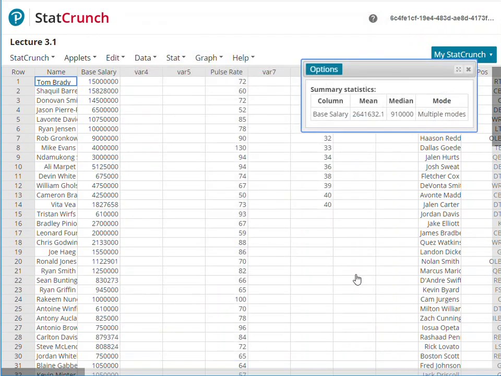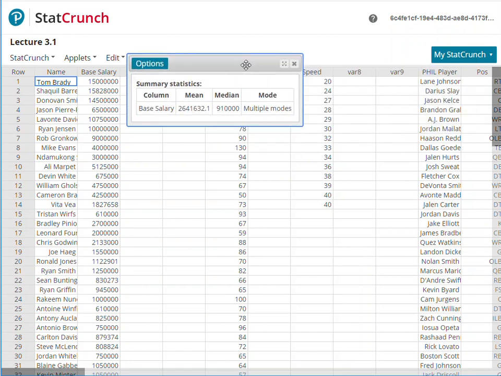So when I hit compute, what I have here is those summary statistics for the central tendency, the center part of my data. We can see here that the average, or the mean, salary for all the players on this particular football team was approximately $2.6 million. So for average, it was $2.6 million.